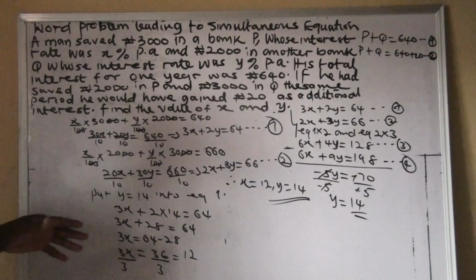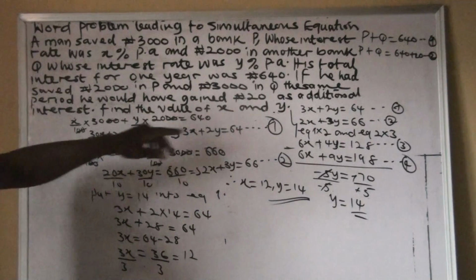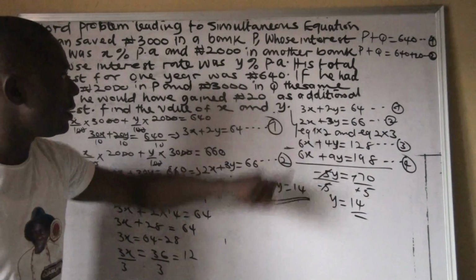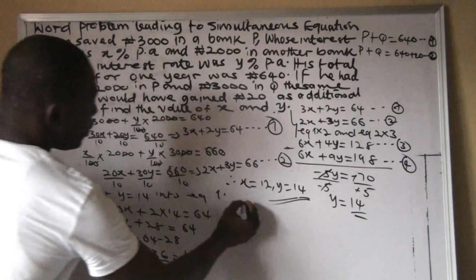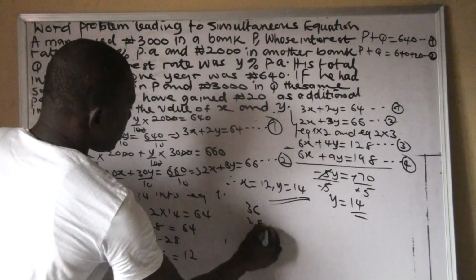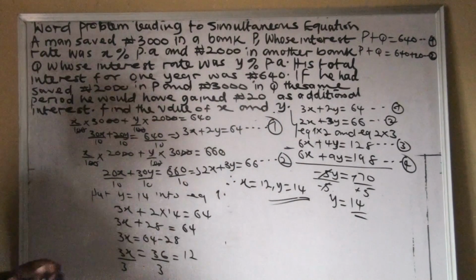So we can see here now x is 12 and y is 14. If we want to check, 3 times 12 is 36, 2 times 14 is 28. So 36 plus 28 will give us 64. That means our answer is correct.